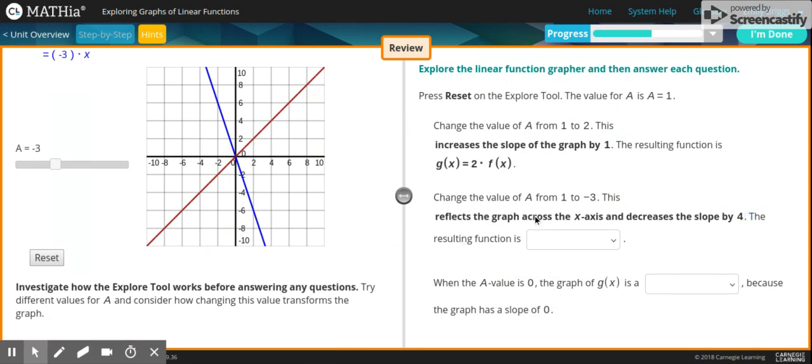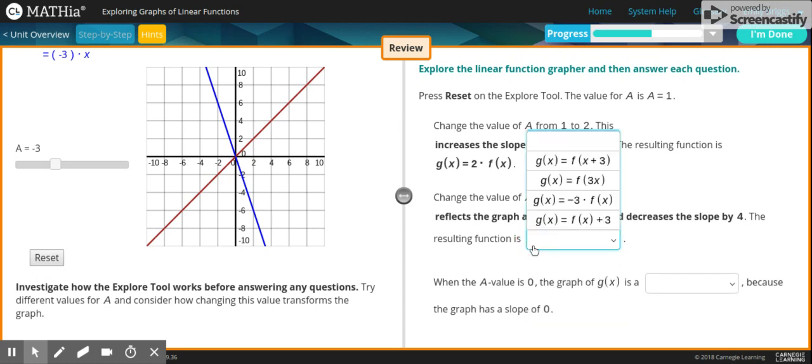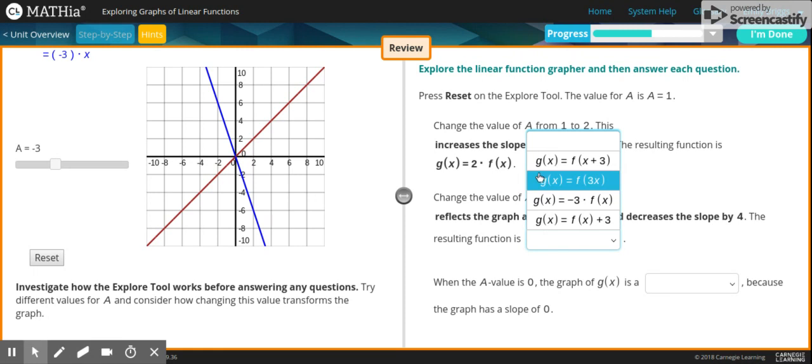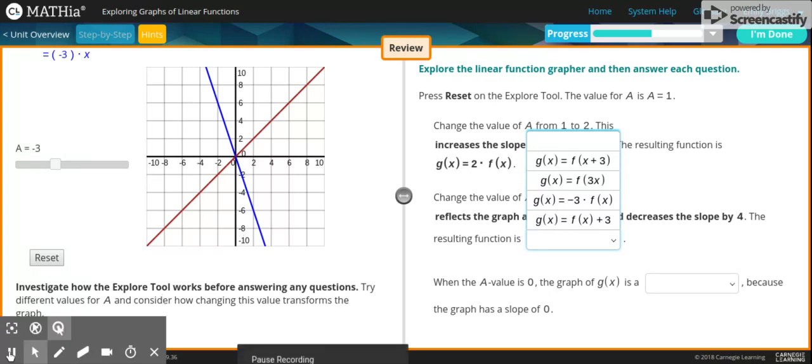The resulting function is going to be, so it's either going to be g of x equals f of x plus 3 in parentheses, or g of x equals f times 3x in parentheses, or g of x equals -3 times f of x, x being in parentheses, or g of x equals f of x plus 3, and the x is only being in parentheses.